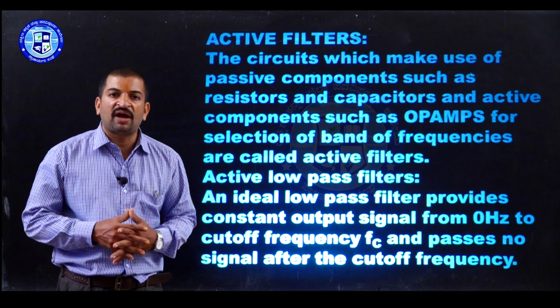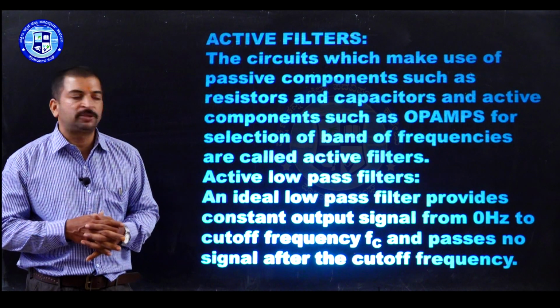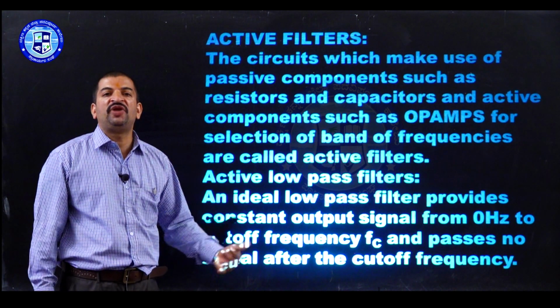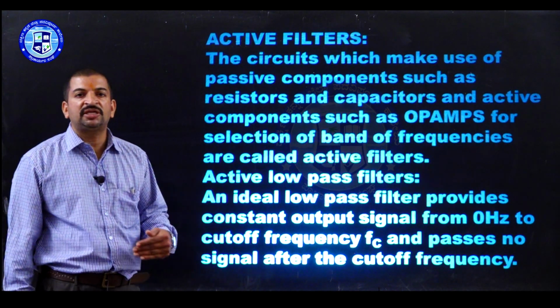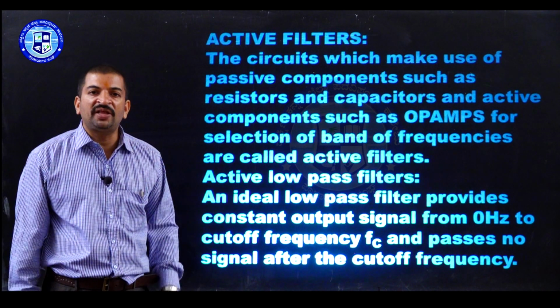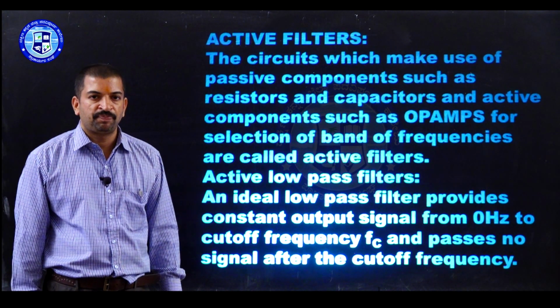Basically there are two types of filters. One is the low pass filter and the other one is the high pass filter. Here the circuit is called the active filter because the circuit uses an active component like an op-amp along with the passive components like resistors and capacitors.